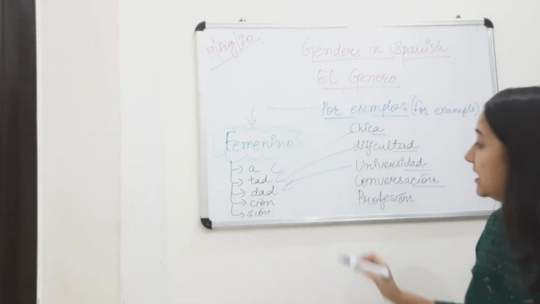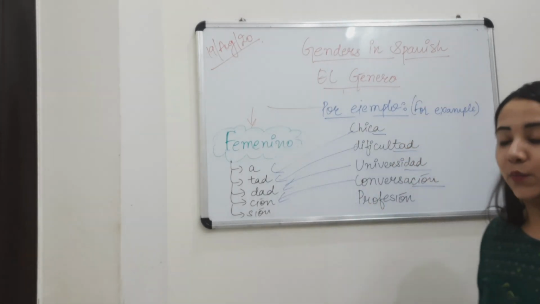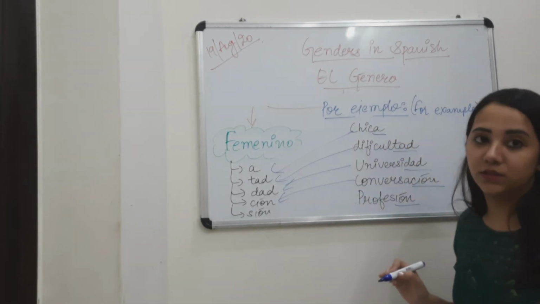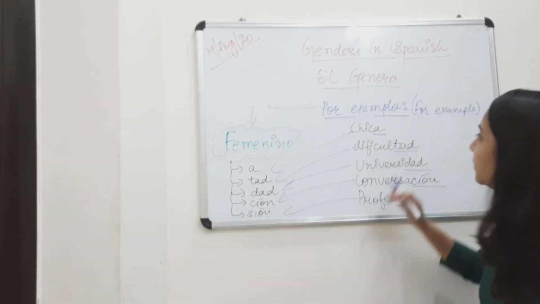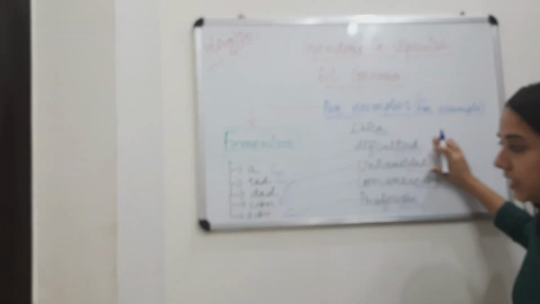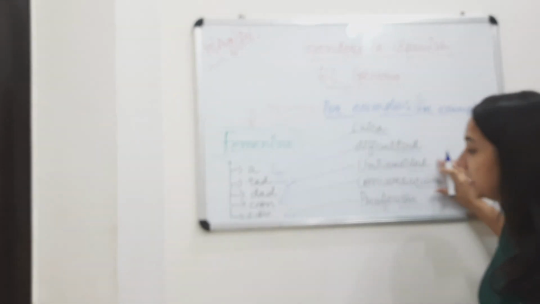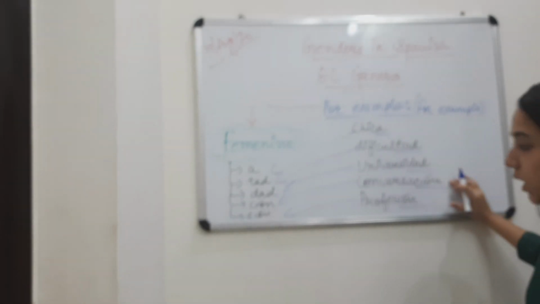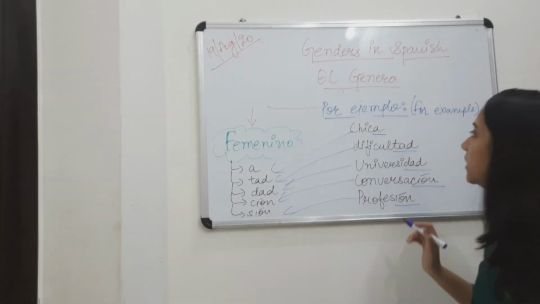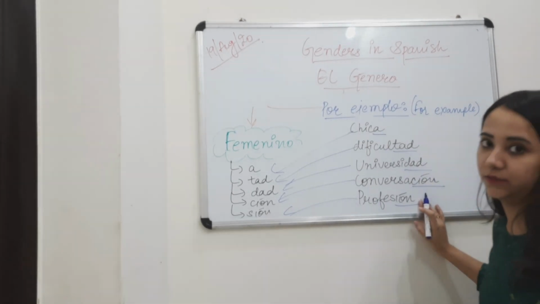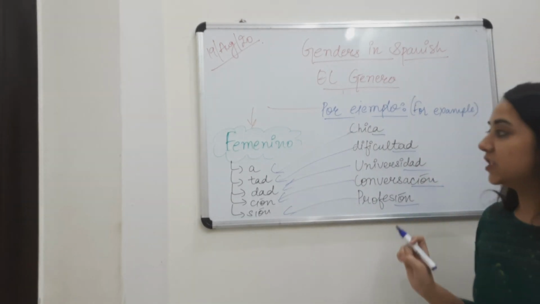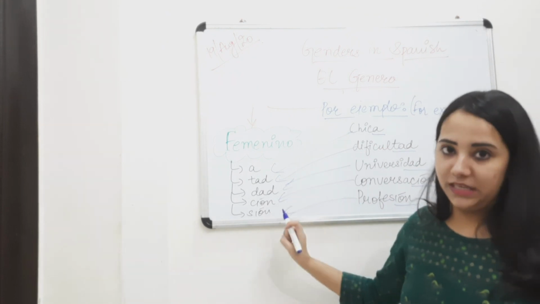It is ending with a sion. Okay? Profesión. It is ending with a sion. Okay? Chica, dificultad, universidad, conversación, profesión. Okay? So this is for the a, ta, da, sion, sion. So just remember the ending for the feminine.